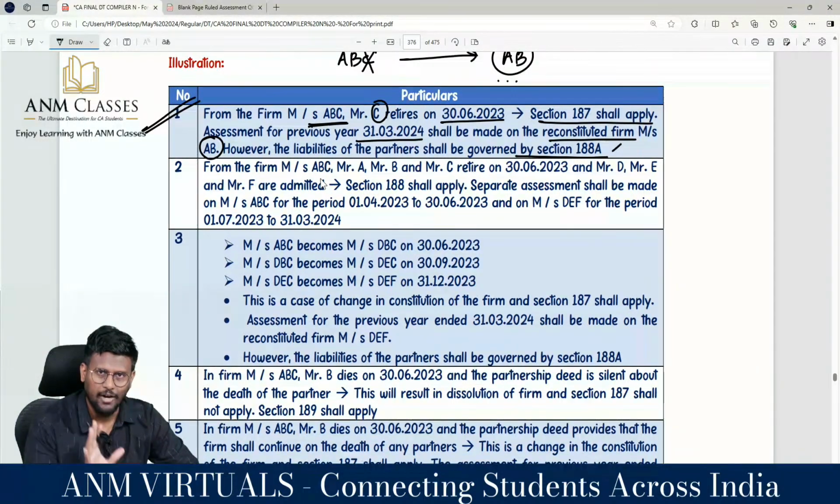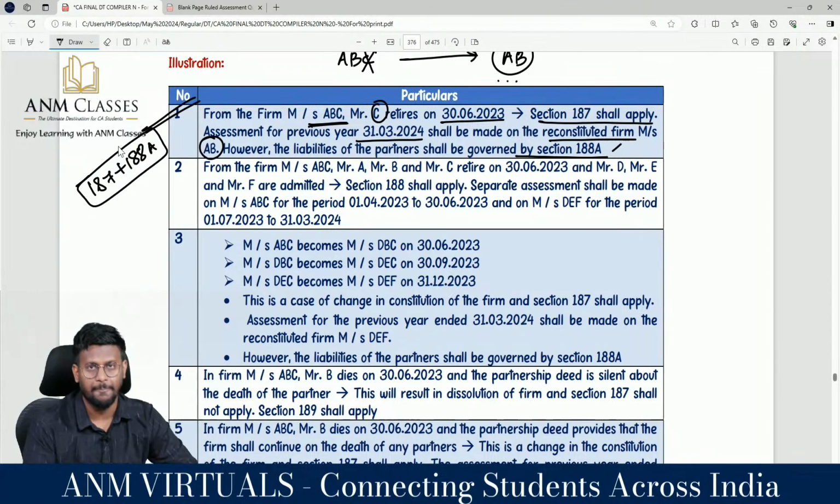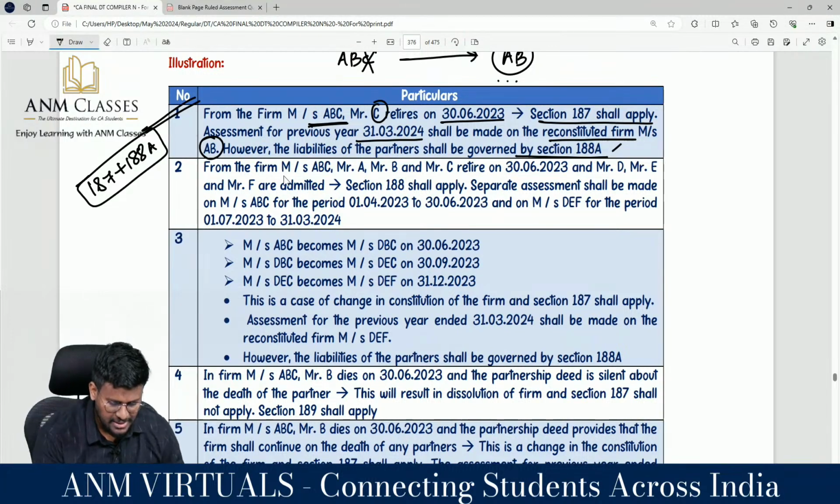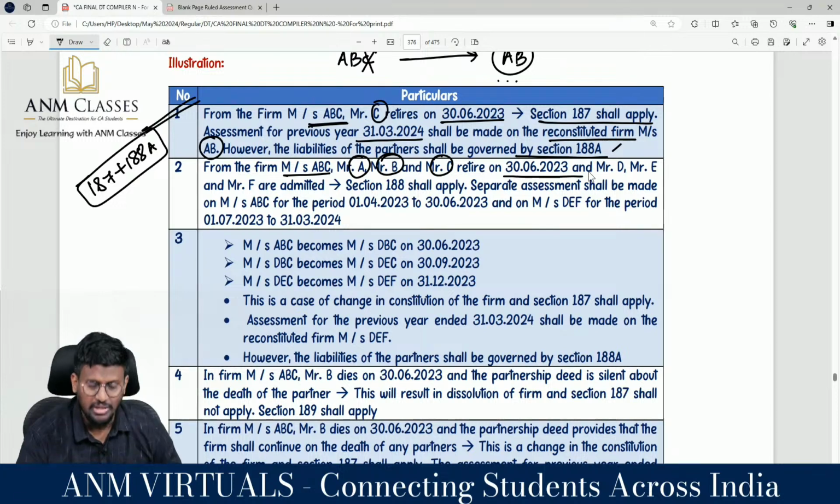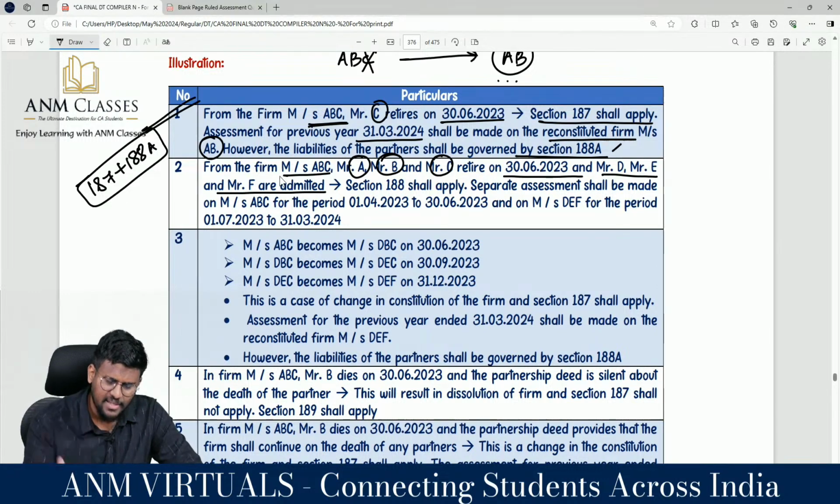Fine. So, I have followed 187 read with 188A. I am proceeding, sir. From the firm Mrs. ABC, Mr. A, B, C retire on 3/6/2023. Yes, sir. And Mr. D and Mr. E and Mr. F are admitted. Fine. So, from the firm Mrs. ABC, A, B, C retire and D, E, F admitted.